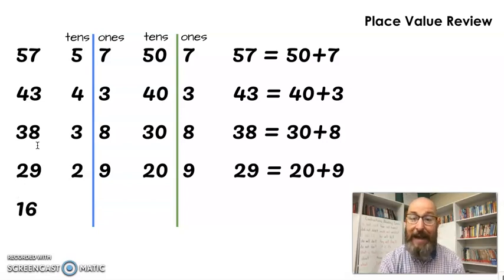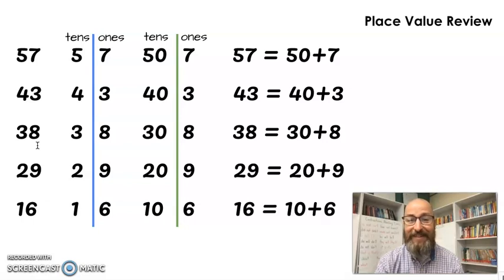Last one. We have the number 16. Again, you tell yourself, say it out loud if you're in class, maybe. We have 1 ten and 6 ones. 1 ten, of course, is just worth 10. 6 ones is worth 6. So 16 must equal what? That's right, 10 plus 6.